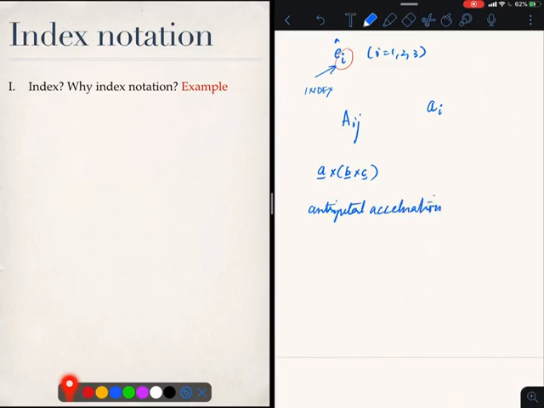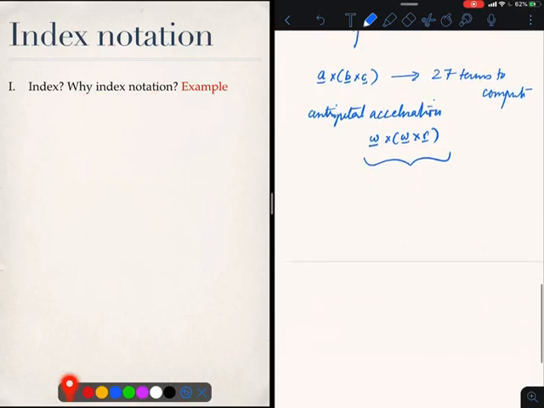Okay, centripetal acceleration will be given by omega cross omega cross r. We'll come to it, but it will come to something like this. And this is a very common thing in mechanics. Now, that's a triple product, and this usually gives you 27 terms to compute. That's a lot of algebra. So what we will find is that the index notation will help simplify the algebra quite enormously.